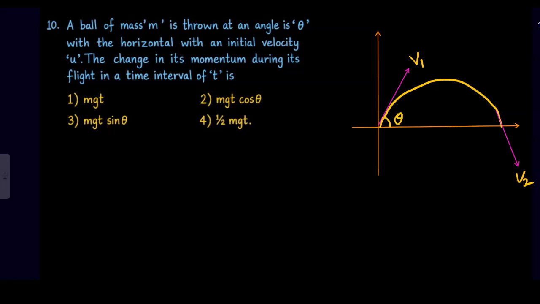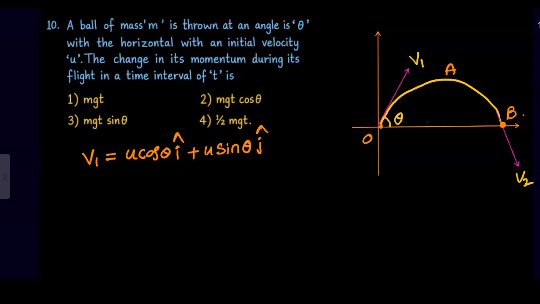What is the velocity v1, tell me now? We resolve along the x direction and y direction. How can we write it? u cos theta into i cap plus u sin theta j cap. Remember this: this point O we have taken, this point is A, the highest point, and this point B, the striking point.